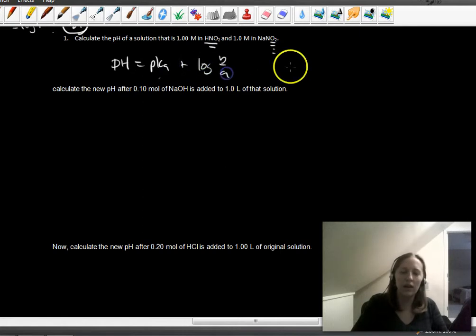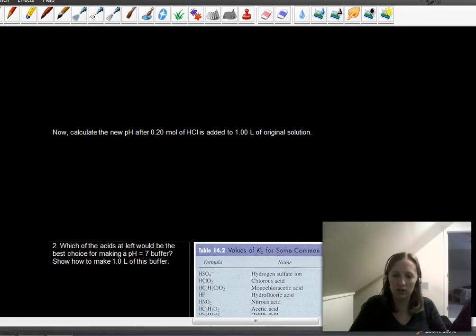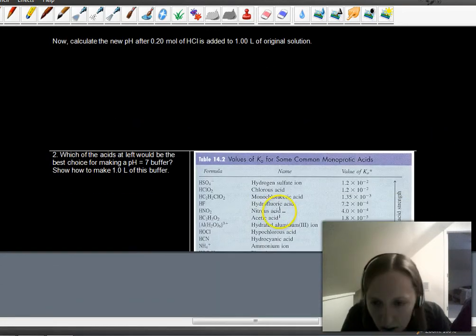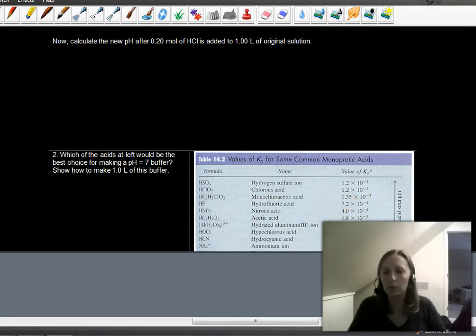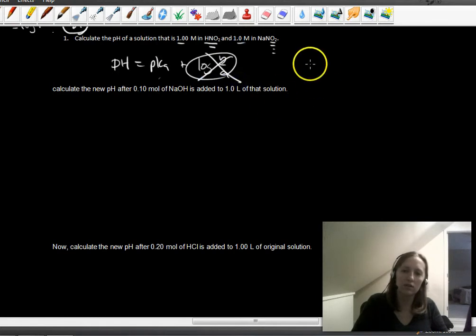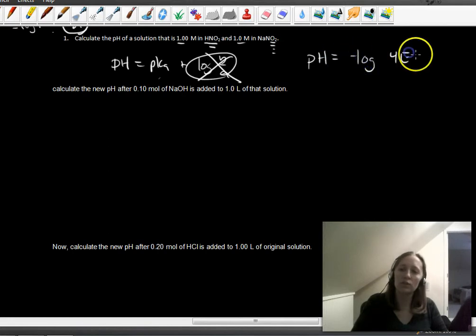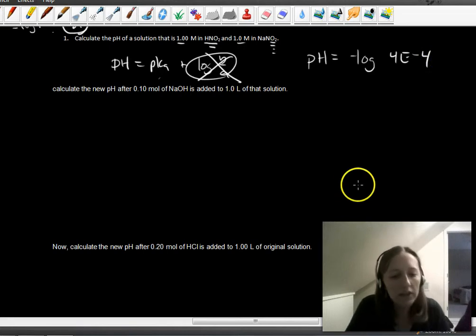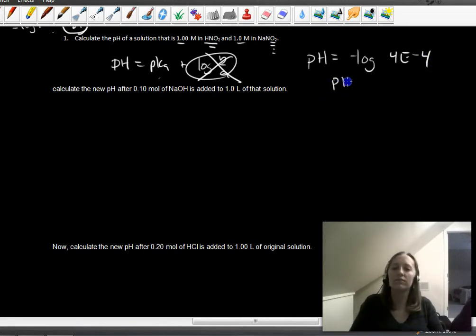Log of base over acid. And the pKa, well, I don't know the Ka. You didn't give it to me. I did, actually. There's a chart down here. 4e to the negative 4 is the Ka for nitrous acid. And by the way, since it's 1 to 1, the log of base over acid is irrelevant. So it's just the pKa. So what should the pH be close to? It should be somewhere around 4. And it's actually 3.397.